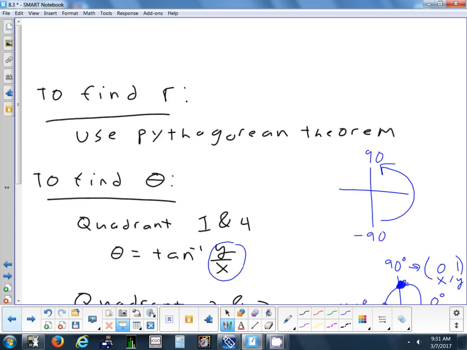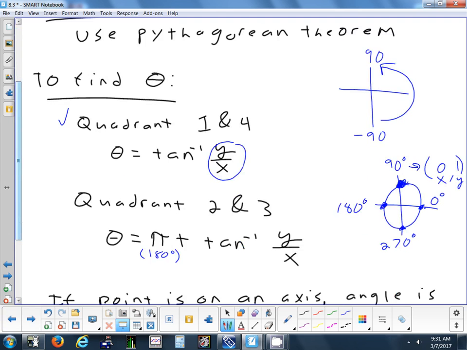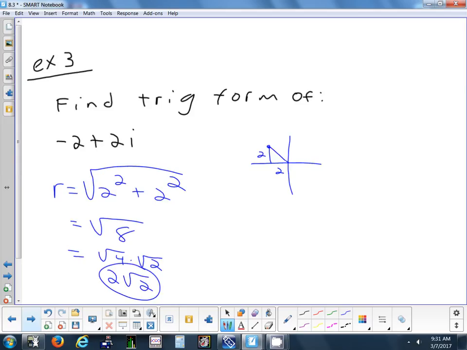Theta. Now, with theta, we have to be careful because we use a different formula depending on if you're in quadrant 1 or 4 or 2 and 3. What quadrant am I in this time? 2. So what's my formula for theta in quadrant 2? Let's do it in degrees. This point is not on an axis, that's right in a quadrant.